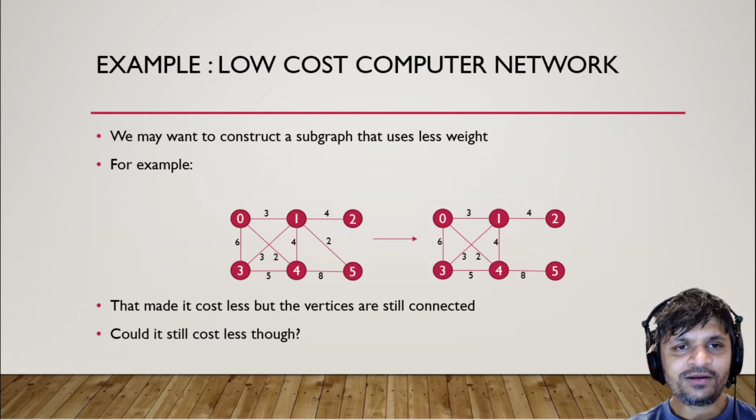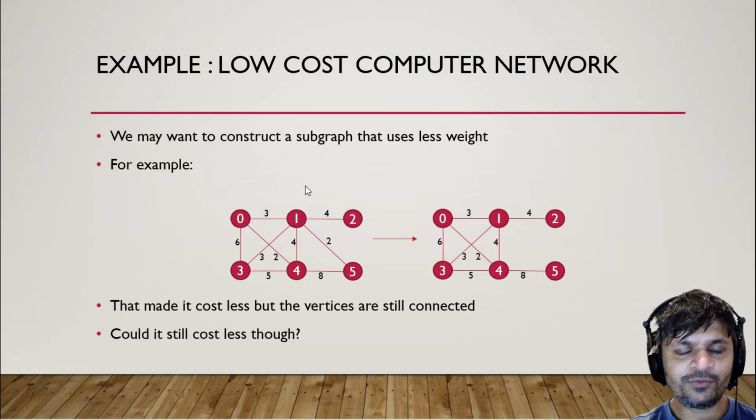So one quite common problem we want to solve in these weighted graphs is we may want to construct a subgraph that uses less weight. An example we're going to look at is perhaps a low-cost computer network. So let's say you've got a computer network that looks like this. These are your computers and these are your cables between the computers, and these edges represent a cost. So in order to maintain this network connection, it costs us 3, and this one costs 4, and this one costs 2, and this one costs 4.